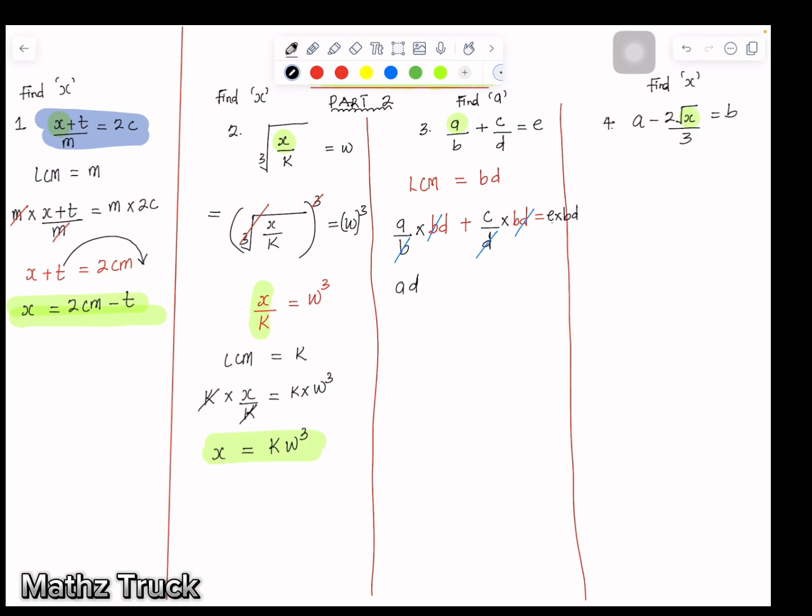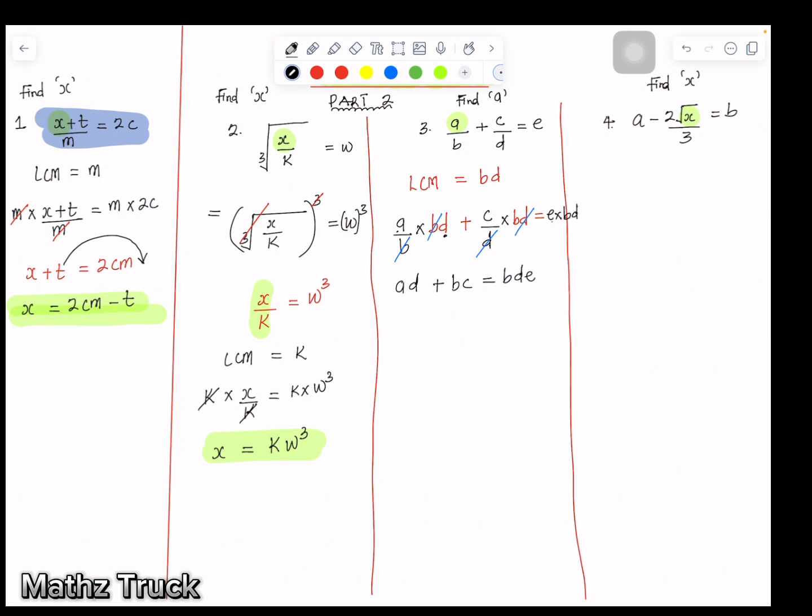This D, we have A multiplying this D. Plus, we have C multiplying B, so we have BC equals, we have E multiplying BD, which gives us BDE. So we have BDE.